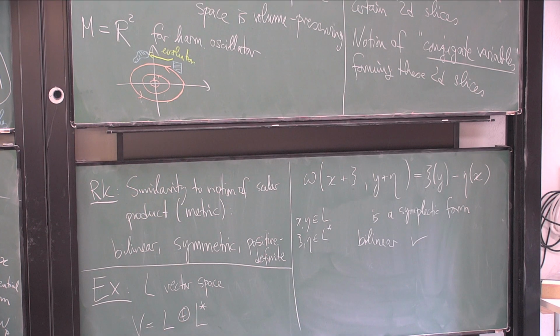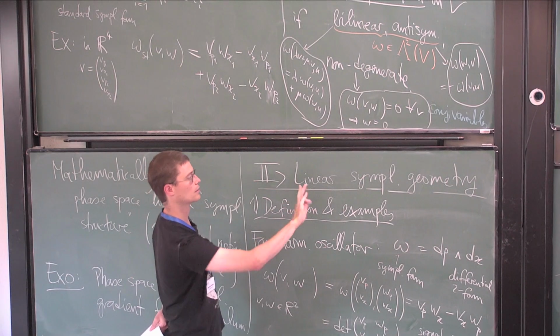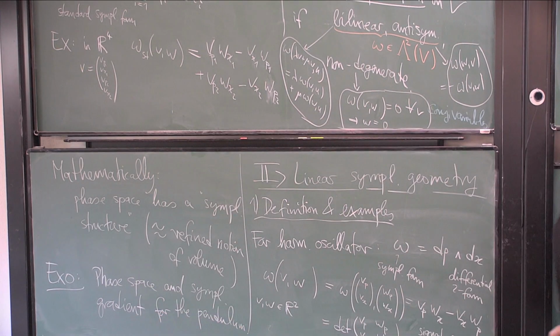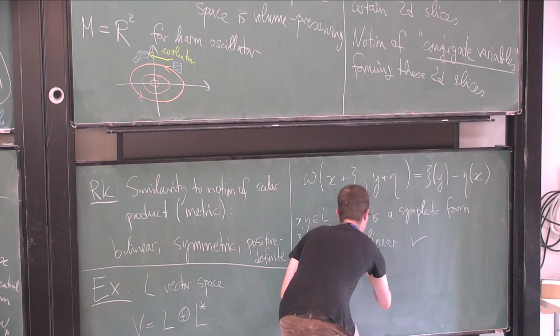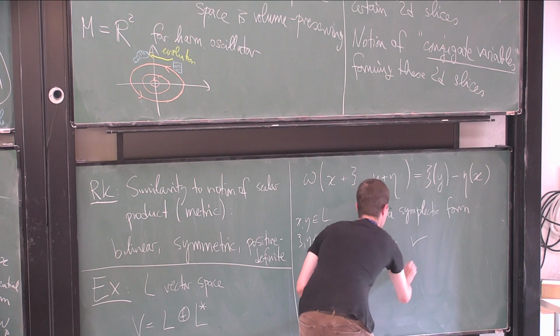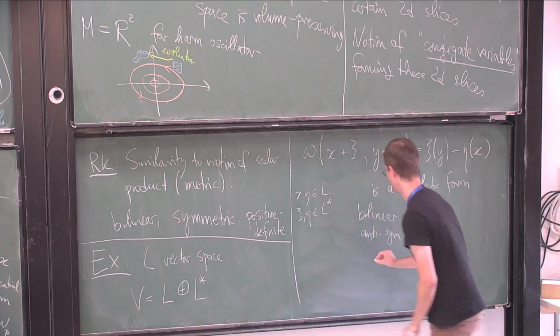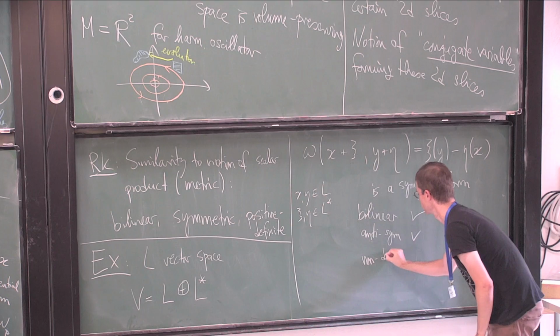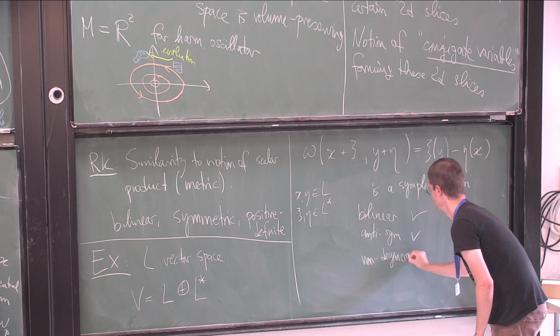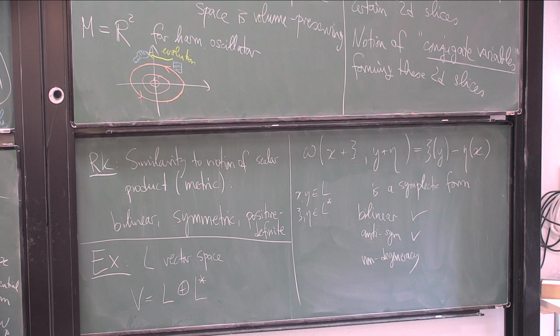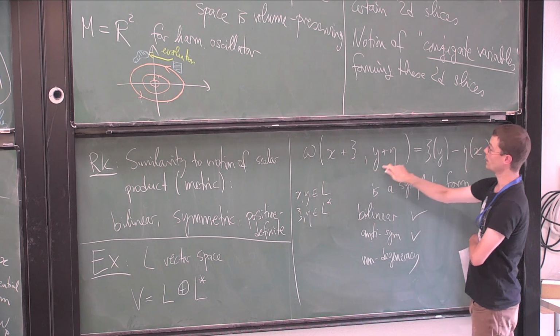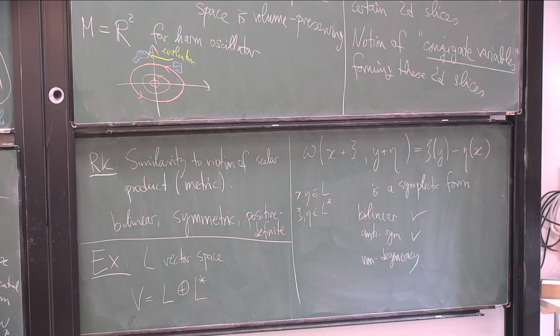Antisymmetry is easy, right? You exchange the two entries. So what is x becomes y, what is psi becomes eta. And because of this minus sign, you exactly get antisymmetry. Okay. And what always has some more work is this non-degeneracy. So what should we check? We should check that if I fix x and psi, there is some y and eta such that this expression is non-zero.